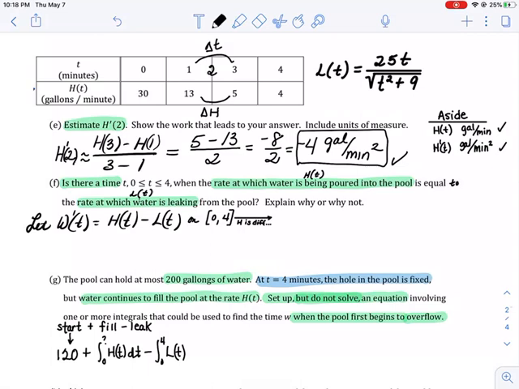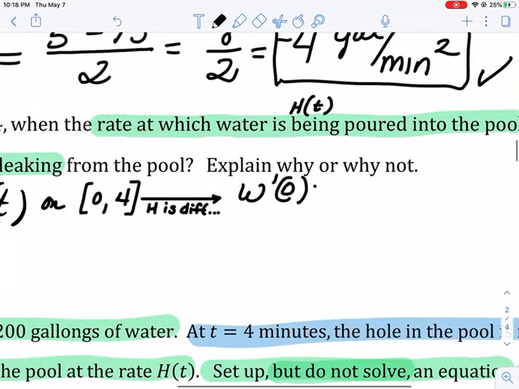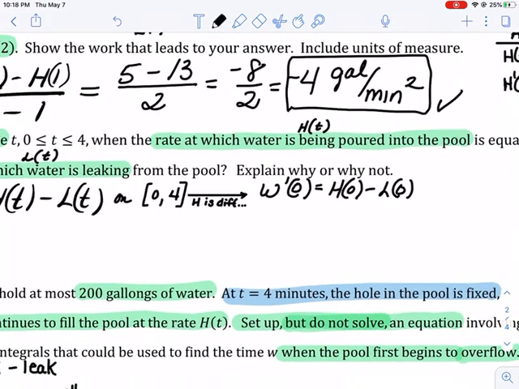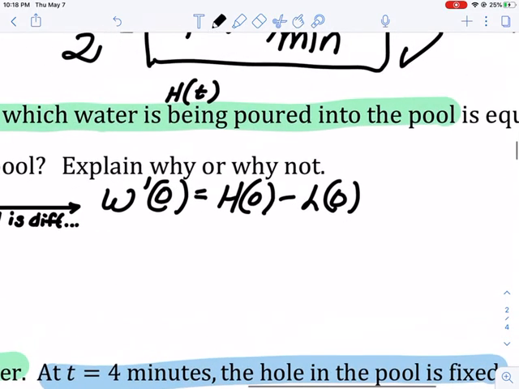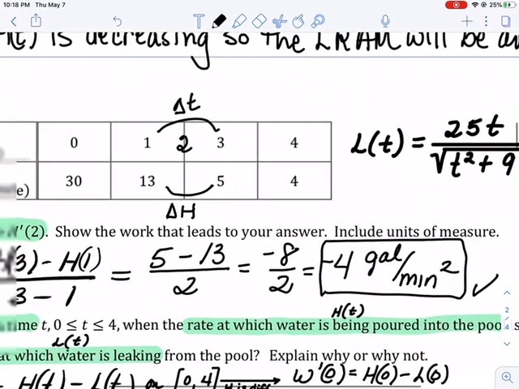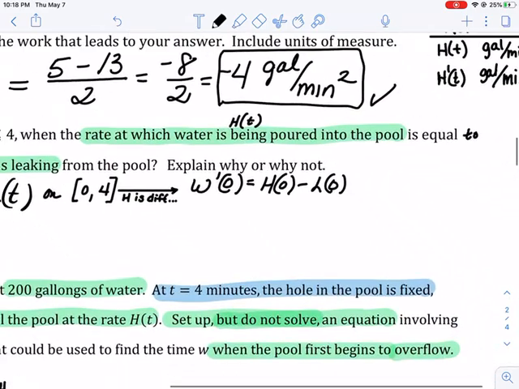If I start at 0 and just take a look at what values come out. So I'm going to let w prime of t equal the difference between the rate going in and the rate going out, h of t minus L of t. And I'm going to say, what is w prime of 0? Let me make this a little bit bigger. It's equal to h of 0 minus L of 0, right? Now, we know what h of 0 is. H of 0 is 30. From the table, I could scroll back up there, right there. H of 0 is 30.